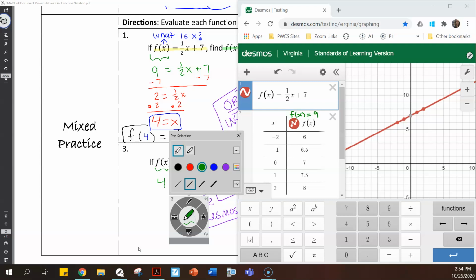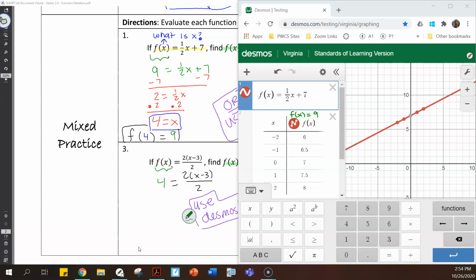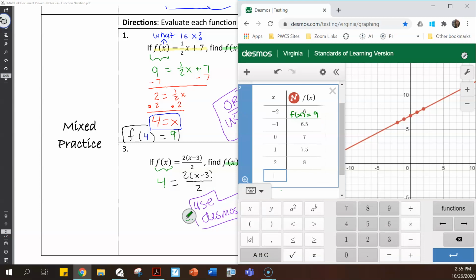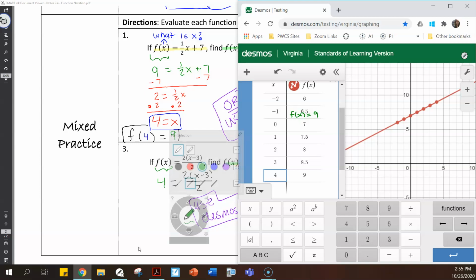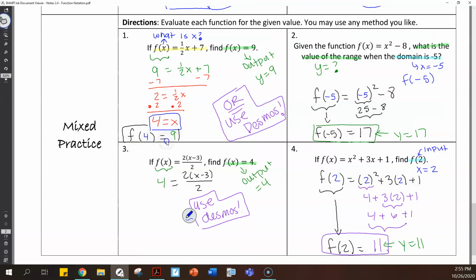Well, I've got 6, 6.5, 7, 7.5, so 9 isn't on here yet, but I'm getting closer and closer to 9. So I tried 1, 2, let's try 3. That gives me 8.5, not quite where I'm at yet. Then I'm going to try 4, and that's when I get my y equals 9. So f of x equals 9 is right here, which means my x, or my input value, is 4. Okay, so you can write it as 4 equals x. You can write f of 4 equals 9. Either way is okay, but you need to specify that the input value is 4.